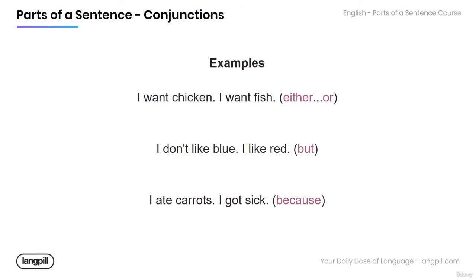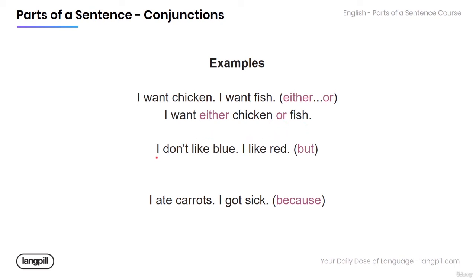So here we have some examples. We'll do these together. Okay? We're going to use some of these conjunctions and join these sentences together. So our first one, I want chicken, I want fish. We're going to use either or. Okay? So to change this sentence, we write, I want either chicken or fish. So you can see we took out this extra I want, right? And put either here before chicken and or before fish.